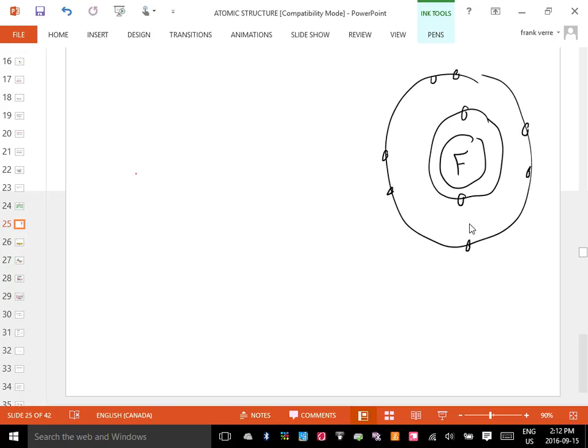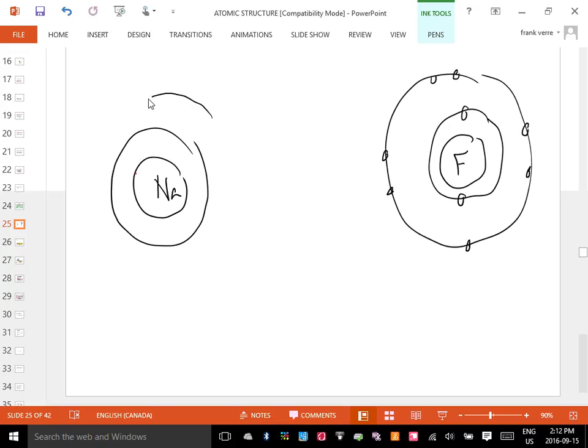What's the second element after fluorine? So there's neon, and the 11th element would be what? Sodium? So let's draw sodium. Okay, here's sodium. Now, why does fluorine have a stronger electronegativity, or higher, than sodium? Okay, so let's draw sodium.